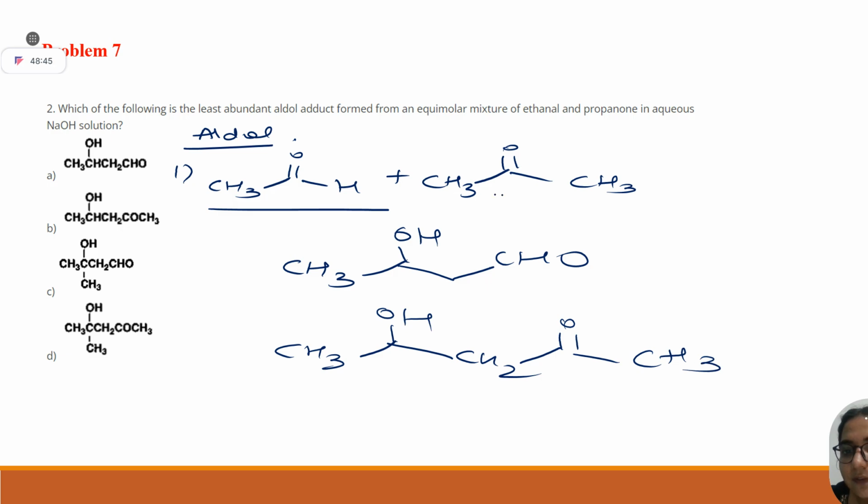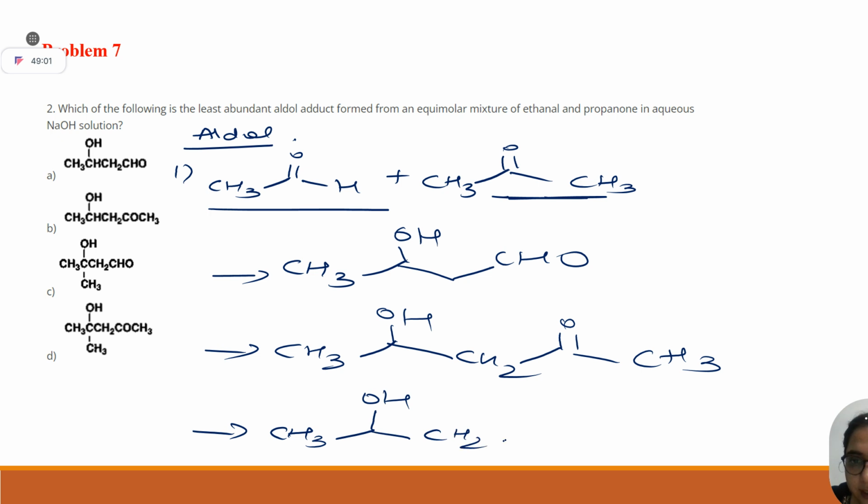This is a self aldol reaction between your propanone. In aldol reaction, there are many possible products. You just have to talk about the major one. Can anyone tell me how this third product is forming? Which is the electrophile and which is the nucleophile? Students, you just have to do what?